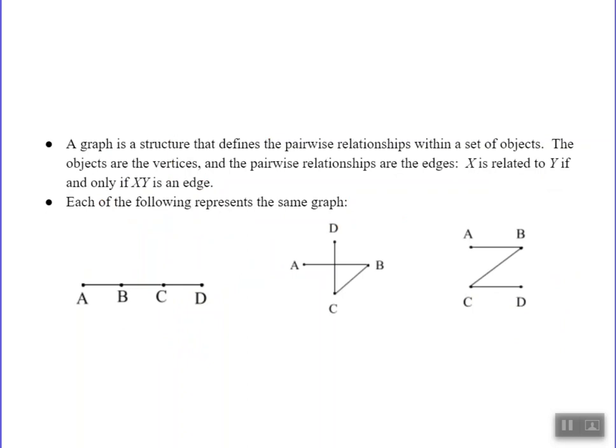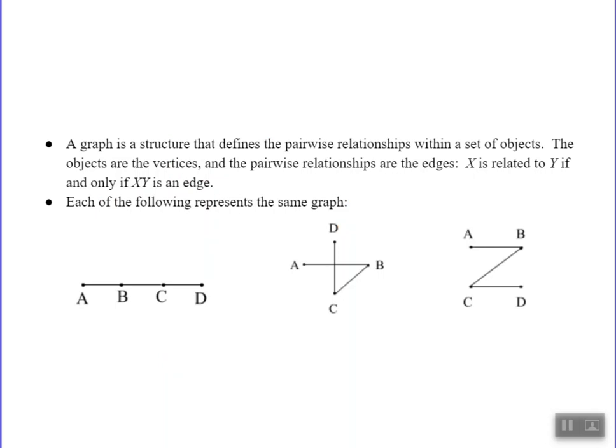Now, the whole point of a graph is to define pairwise relationships within a set of objects. The objects are the vertices, and the relationships are the edges. So x is related to y if and only if xy is an edge. You could use this to represent friendships. You could use this to represent business relationships. You could use this to represent physical paths so that you are walking or driving.